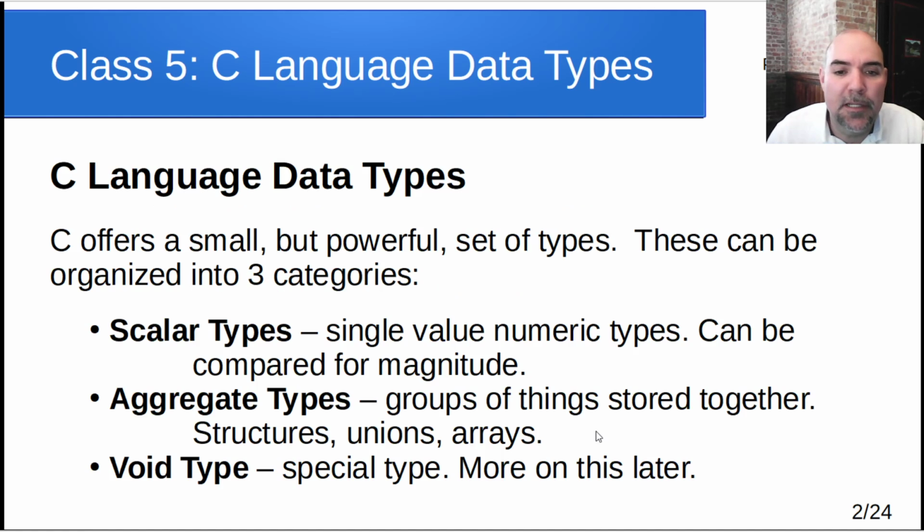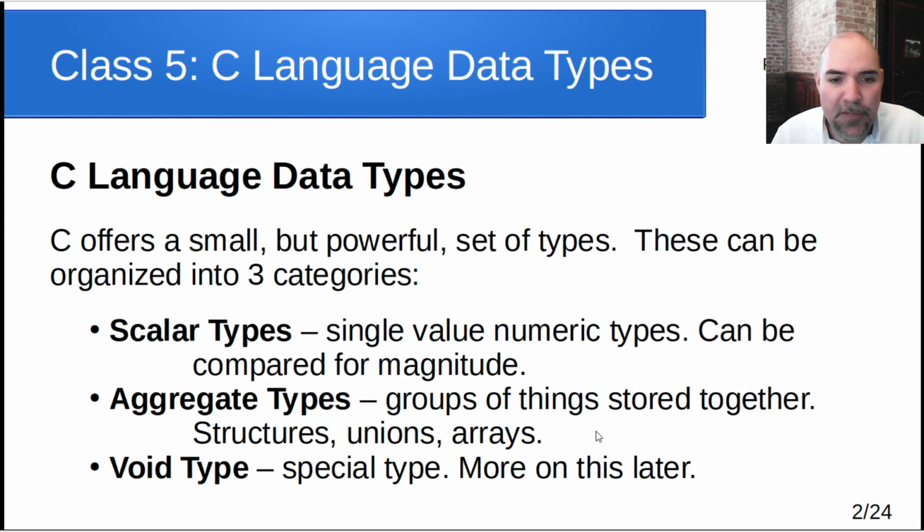And to get started on this, the first thing is C language has this kind of small but powerful set of data types available. And those can be organized into 3 different categories. The scalar types, which are kind of numeric values, like 1, 2, 3, or it could be even floating point numeric values like 1.5, 1.501. But notice that the thing about scalar types is they hold one single value, and they can be compared to see which one's greater, are they equal, and so forth, so you can compare their magnitude.